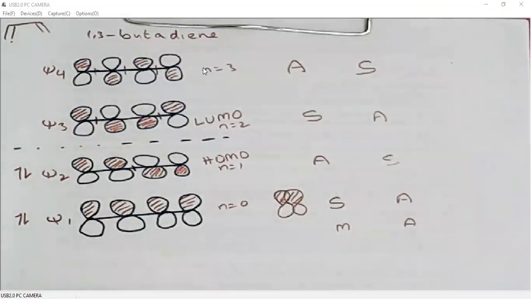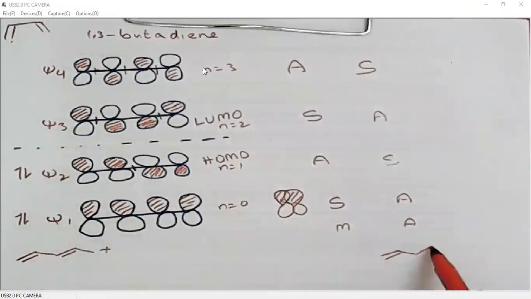Next, we will see the pentadienyl cation as well as the pentadienyl anion. Because we have 5 carbons, each carbon will contribute 1 p orbital for the molecular orbitals. So we must have 5 molecular orbitals, and we will represent the 5 molecular orbitals.